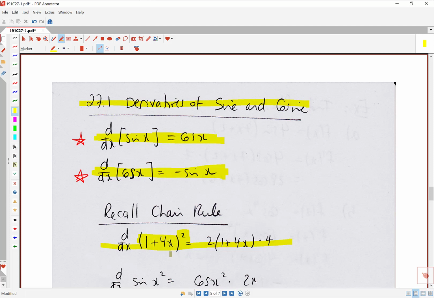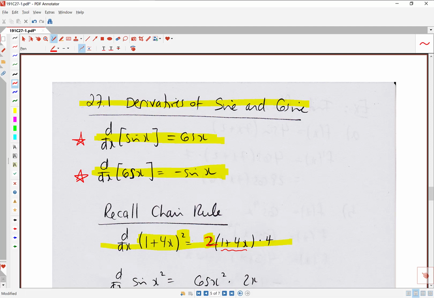plus 4x. So the chain rule works by you take the derivative of the outside function first. So the 2 would come down in front. Maybe I'll just highlight this in red. So the 2 would come down in front. The power would decrease down to 1. We usually don't write that. Keep the inside function the same, and then multiply by the derivative of the inside function.